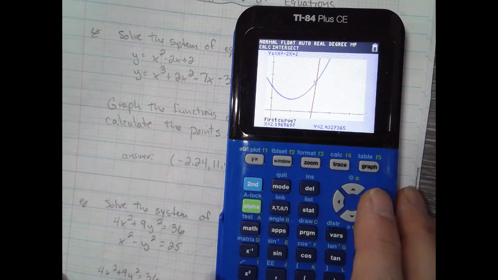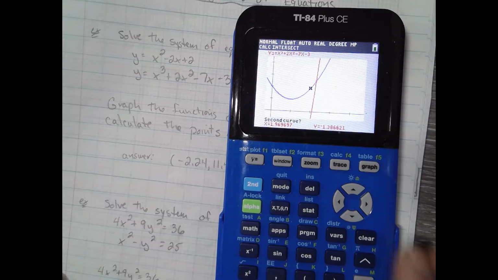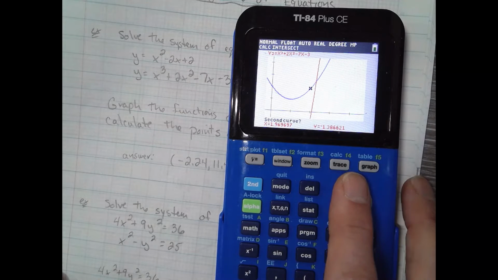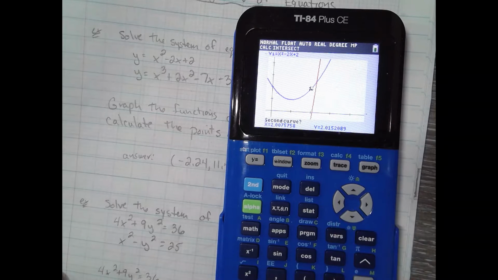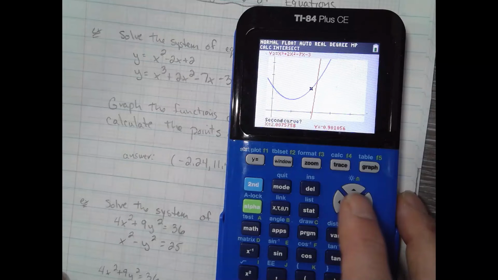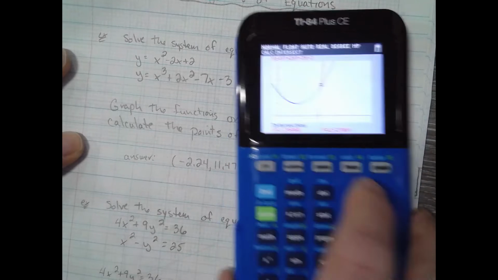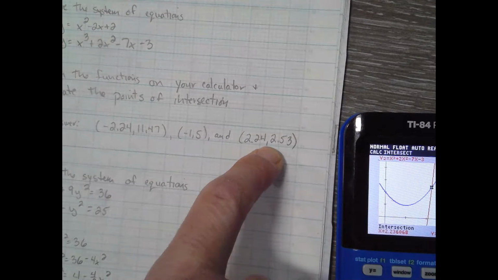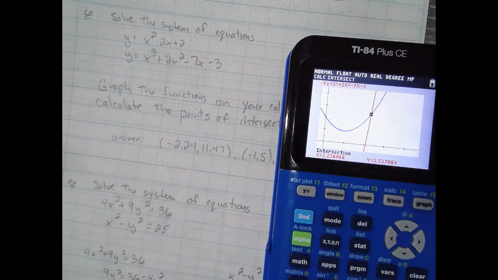It asks for the first curve. It's already on the blue curve. You can move it if you want. I'm just going to hit enter. The second curve should be the red one, and guess, hit enter, and it tells the point of intersection. 2.23 comma 2.52. There's my one out of 3. That was the easy one. Now you're going to have to zoom standard, zoom in, and manipulate your window to find the other two. I'll give you a few minutes.